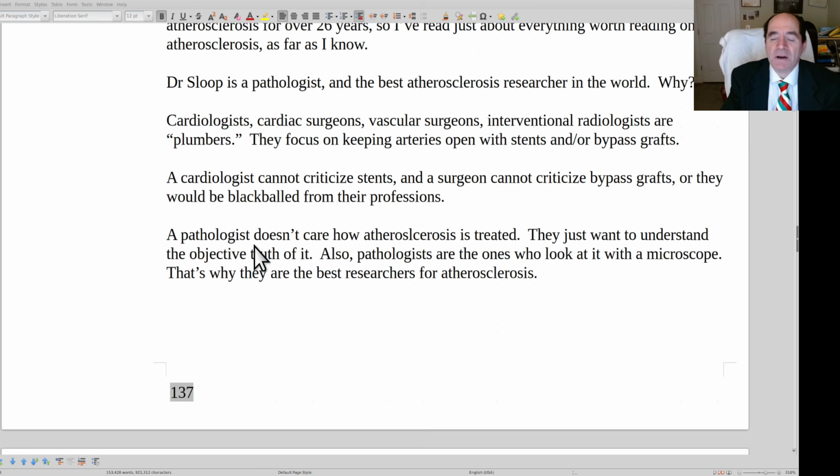Whereas a pathologist doesn't care how atherosclerosis is treated. He couldn't care less if it's treated with diet, drugs, stent, or even therapeutic phlebotomy. As a matter of fact, this guy, Dr.